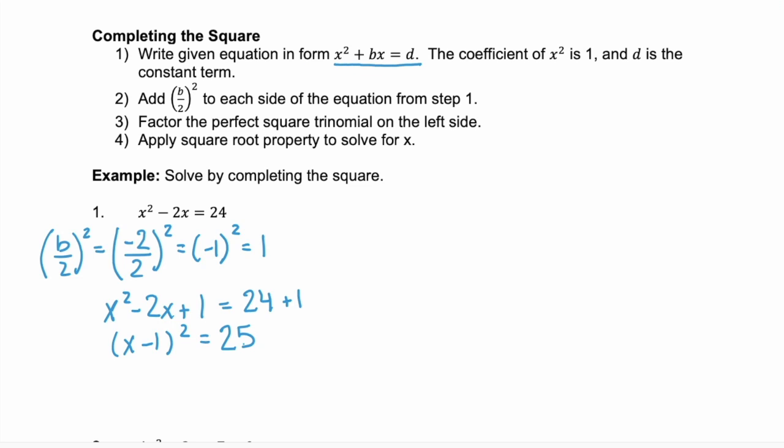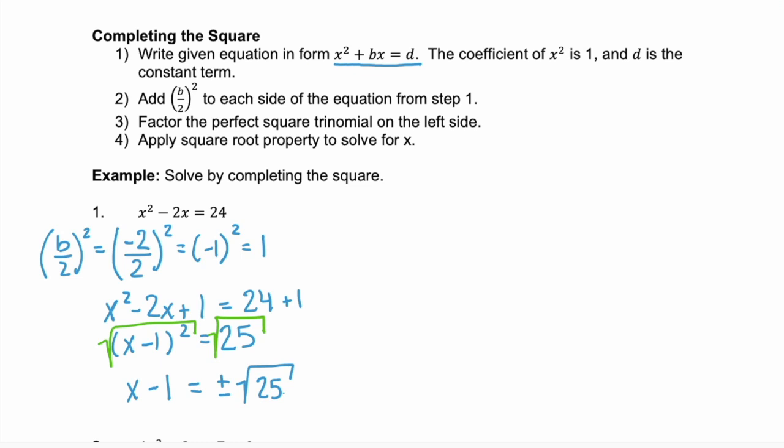Now you apply the square root property, right? The left-hand side is something squared. So if we take the square root of it, and we take the square root of the right-hand side, we would get x minus 1 equals plus or minus the square root of 25.